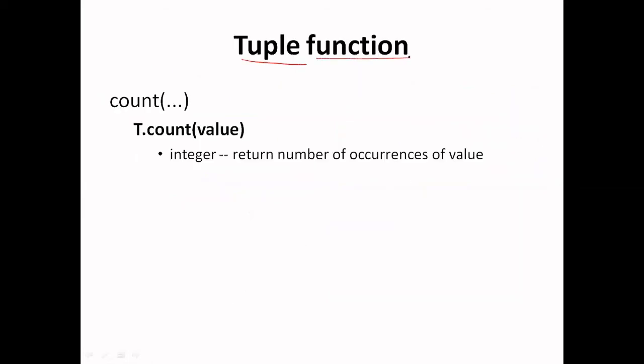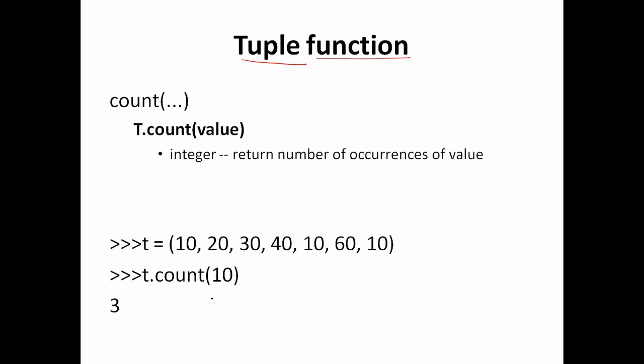So in Python, the tuple has only two functions. First one is the count function. This count function basically counts the occurrences of a value which we have passed as an argument. And if the element does not exist, it returns 0. So let's take an example.